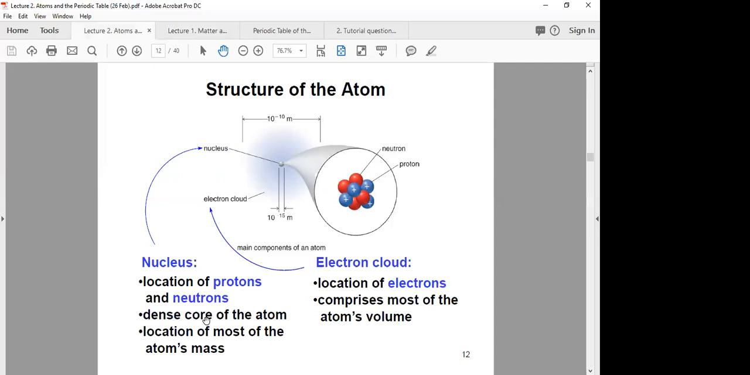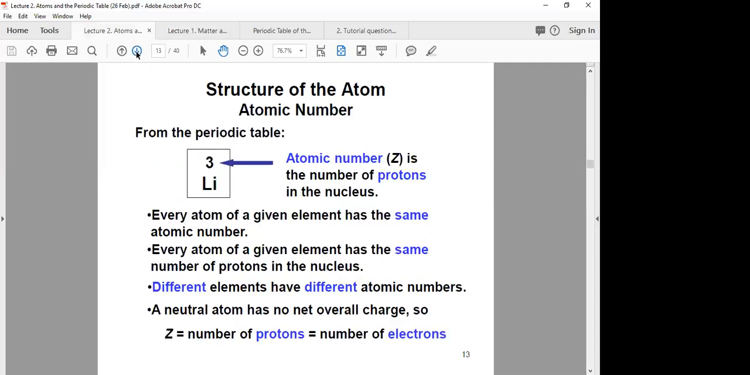This is the dense core of the atom, and it's the location of most of the atom's mass. Because remember, it's the neutrons and protons that have a mass of 1 atomic mass unit. Where are the electrons found? They're found in this cloud region here, moving around within this region, and that region is called the electron cloud. The electron cloud is the location of electrons, and it comprises most of the atom's volume. So that's the general structure of an atom.